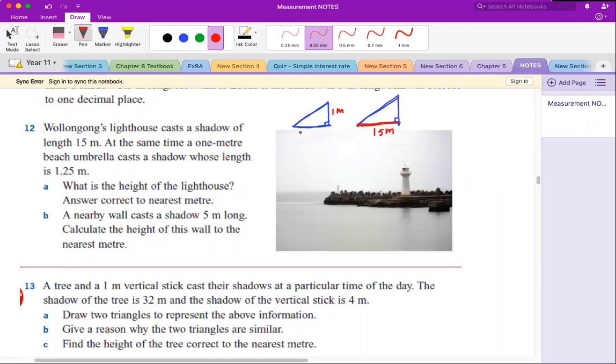And then the shadow is 1.25. So on the bottom, that's 1.25 meters. So it asks you what's the height of the lighthouse. Can't you just call this X? Oh, because I didn't know that the height was 1 meter. Oh, okay. So that's what you didn't figure out. Yeah, thank you. Oh, good.